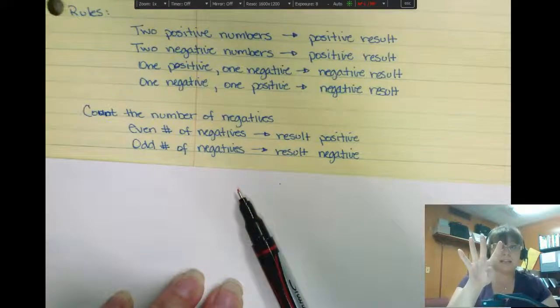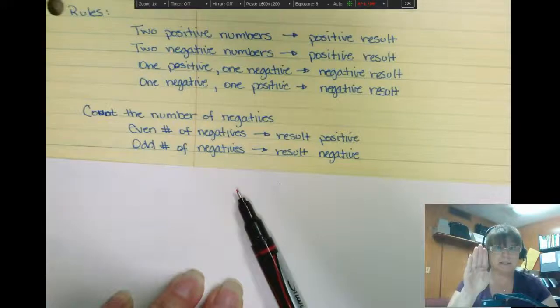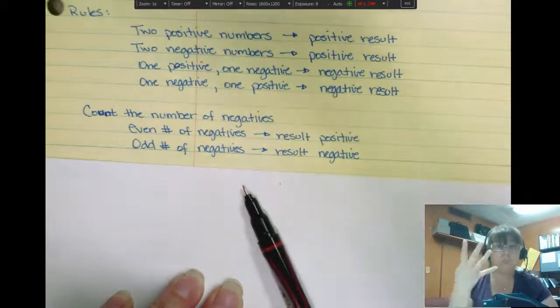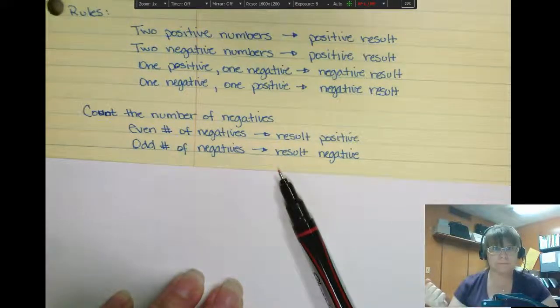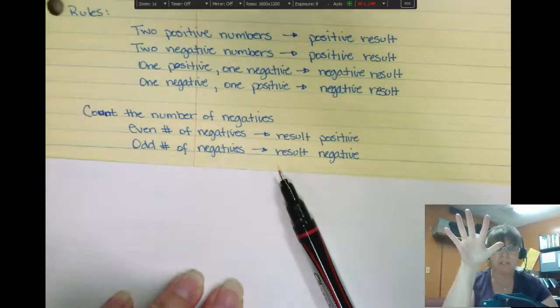Negative 2 times negative 2 is positive 4. Times negative 2 is negative 8. Times negative 2 is positive 16. So 4 negatives gave us a positive result. So an even number of negatives will give a positive result. What about an odd number of negatives? Let's say we have one more negative 2.